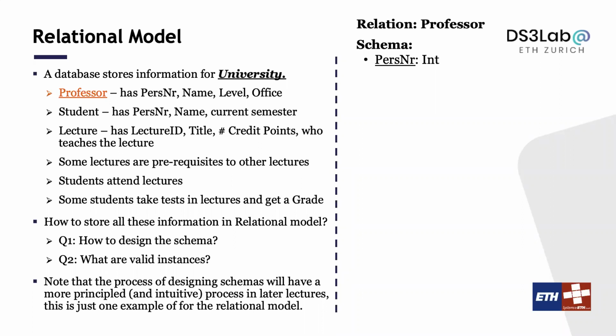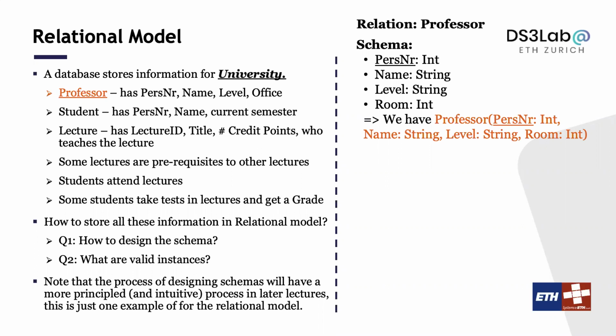I have a personnel number, which is an integer, right? And I have the name of the professor, which is a string. I have a level, I have an office. So I have a relation with 4 attributes. And here I have my primary key as the personnel number, because if you tell me the personnel number of a professor, I should be able to uniquely identify a single row in your table. I do not want to have a database where 2 of my professors share the same personnel number. That confuses everyone. Okay.